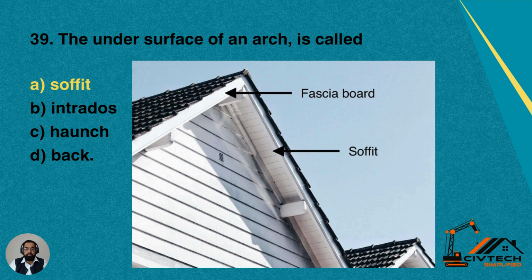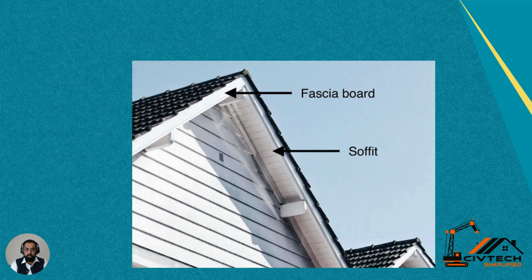Question number 39. The undersurface of an arch is called: number A, soffit; number B, intrados; number C, arch; number D, back. So soffit is basically the inner side of an arch or the roofing structure. We have placed a picture of a roofing structure, which shows the front side as a fascia board, and the underside of that is the soffit. The soffit is always the inner or the under surface of an arch.